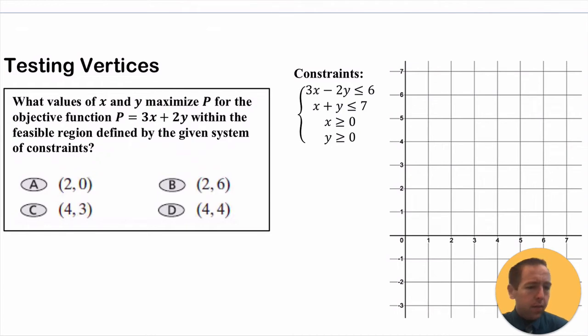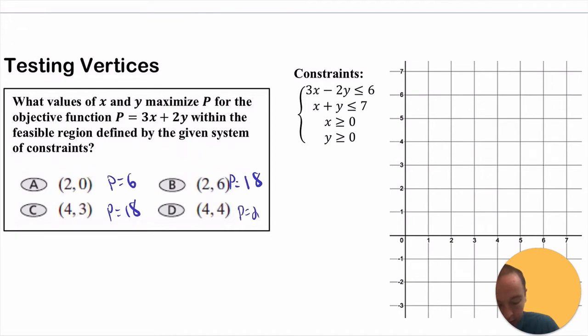So, you could plug in the x and y points and see what you're going to get. So if you plugged in the first point right there, you did 3 times x plus 2 times y, then you're going to get a p-value of 6 with that. And then 3 times 2 plus 2 times 6, that's going to be 18 for p. For option C, you're going to get 12 plus 6. You're going to get the profit is 18 there. And then finally, 3 times 4 plus 2 times 4 is going to give you profit equal to 20.